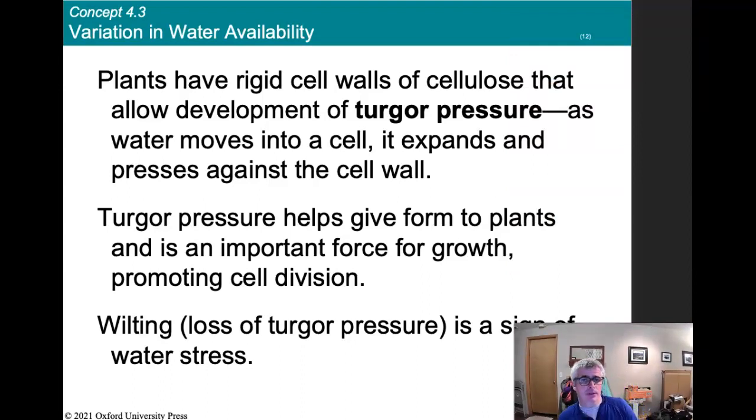So plants have rigid cell walls of cellulose that allow the development of turgor pressure. As water moves in the cell, it expands and presses against the cell wall. Turgor pressure helps give form to plants, and it's important for us for growth and promoting cell division. Wilting or loss of turgor is a sign of water stress, and so we'll look at that.